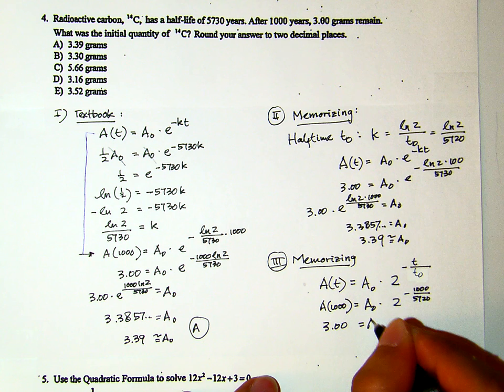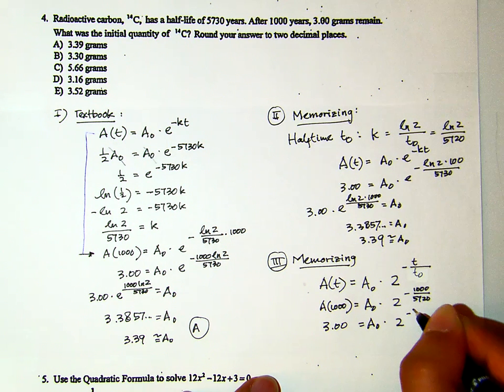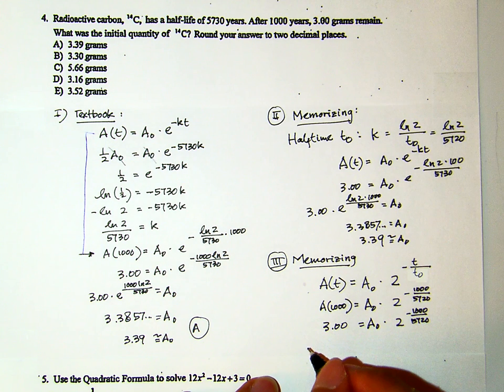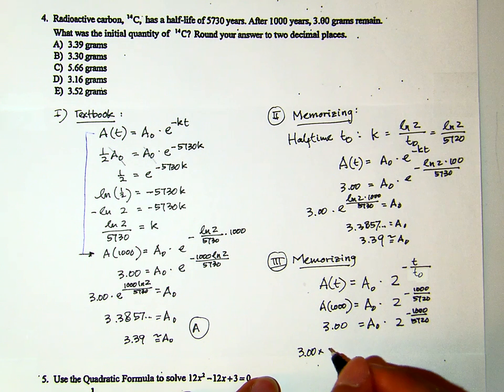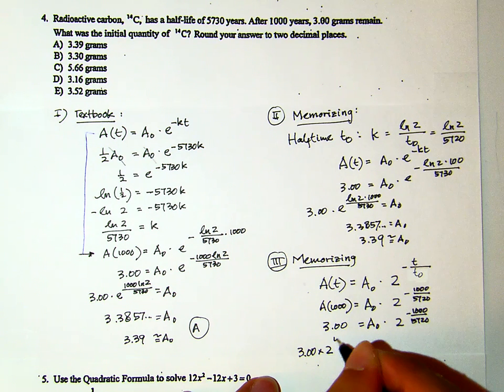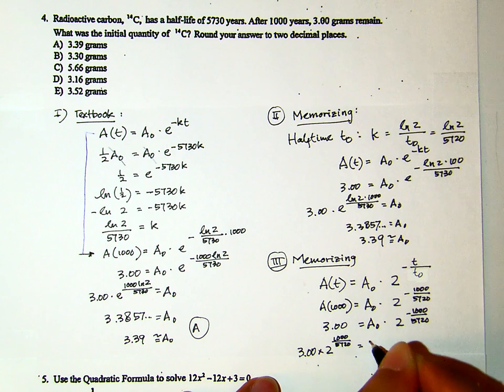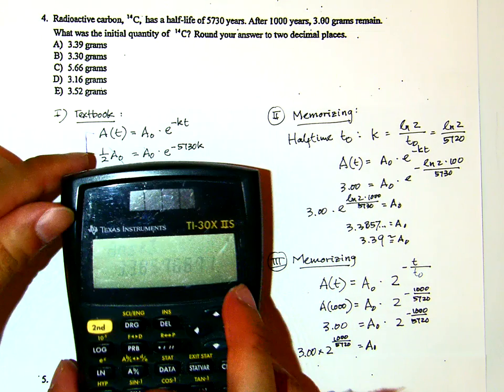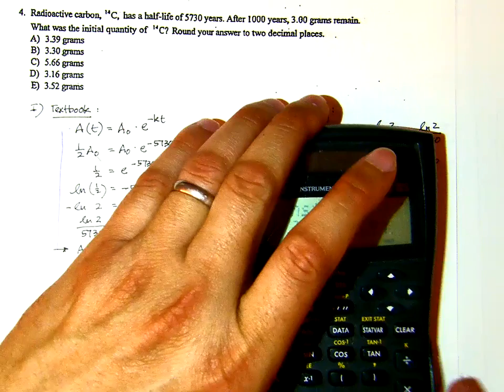life 5720. Okay, now this is 3 equals a naught to the power of negative 1000 over 5720. Then from here, on the other side, 3.00 times 2 to the power of 1000 over 5720. Use your calculator. Let me do it here.